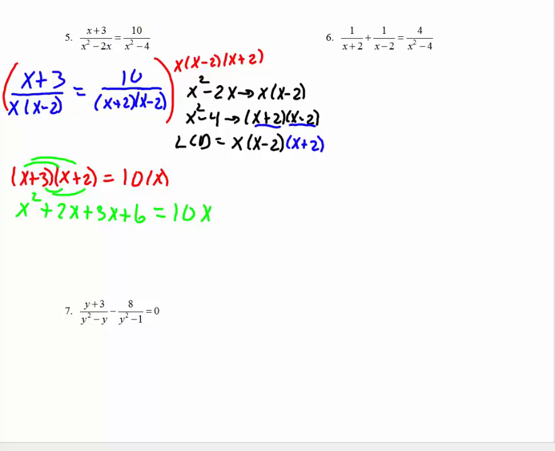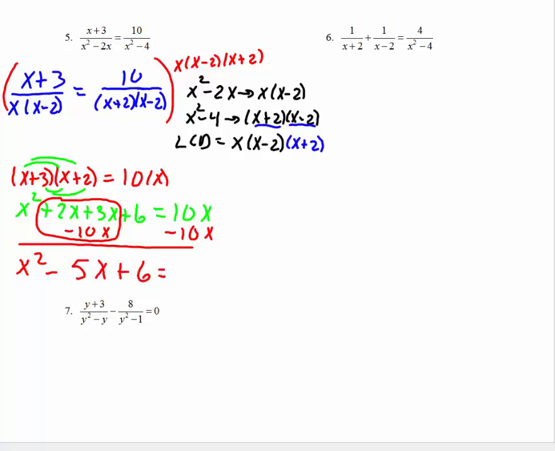Since this is a quadratic equation, we need to bring everything over, make it equal to 0, and combine some like terms. So we end up with x squared. Putting 2x plus 3x minus 10x together, we get a -5x. We still have plus 6 equaling 0. So therefore we need to factor. Factors of 6 that add up to -5 are -2 and -3. So it's going to factor into x minus 2 and x minus 3 equaling 0. Setting each one equal to 0, we get x equaling 2 and we get x equaling 3. Now we need to make sure that both of these answers are okay to use.